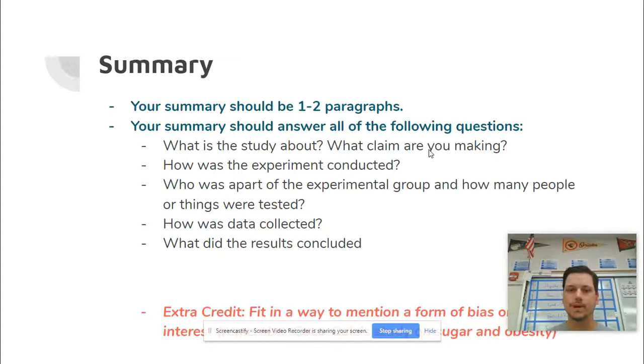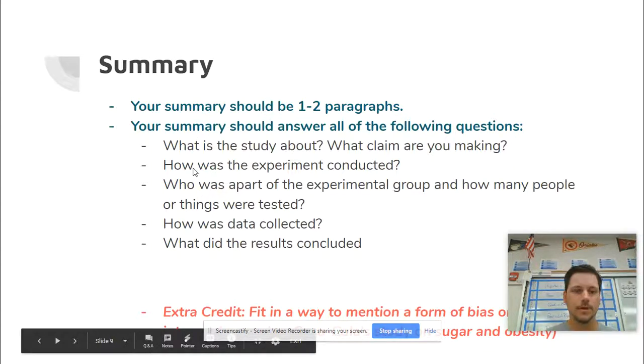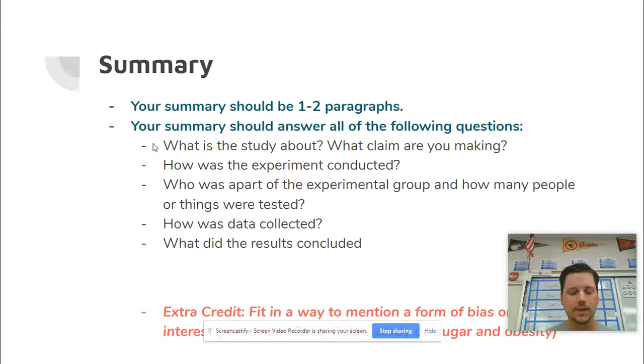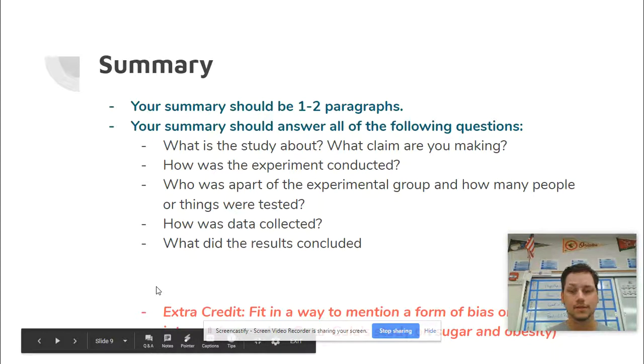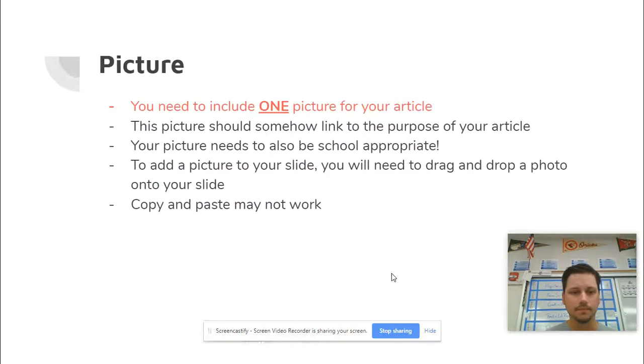Then their summary is going to be about 1 to 2 paragraphs. This is very short, kind of like a news clipping. It should be describing what the study is about, what's the claim, how the experiment was conducted, who's a part of this experimental group, so identifying the people that are being tested, how the data was collected, what they did, and what the results concluded. So these are all actual steps in the scientific process. So that's where fake science catches a lot of people, and it's because they do follow a lot of the steps in the scientific method, so it sounds legitimate. And then last is just finding a picture that connects to their article.